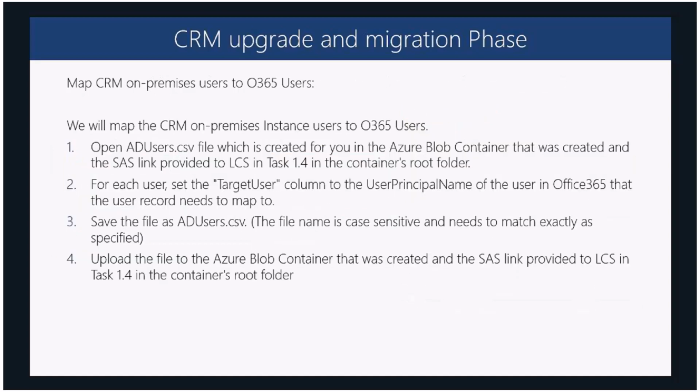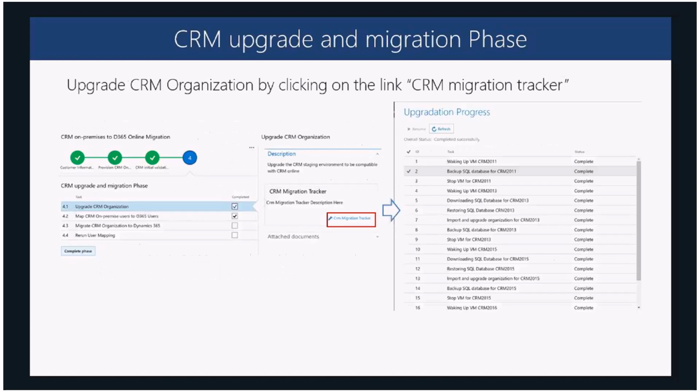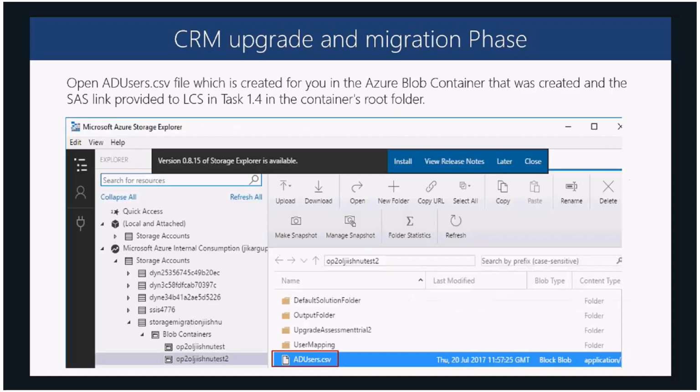Now, once that is completed, the next step is to map the CRM on-premise users to Office 365 users. The way you do that is to open up your Storage Explorer inside the blob container, which was created by the tool and where you uploaded the backup file of your on-premise DB. You will see a file created by the tool itself, which is adusers.csv. What you need to do is download that file locally to your hard disk or machine.